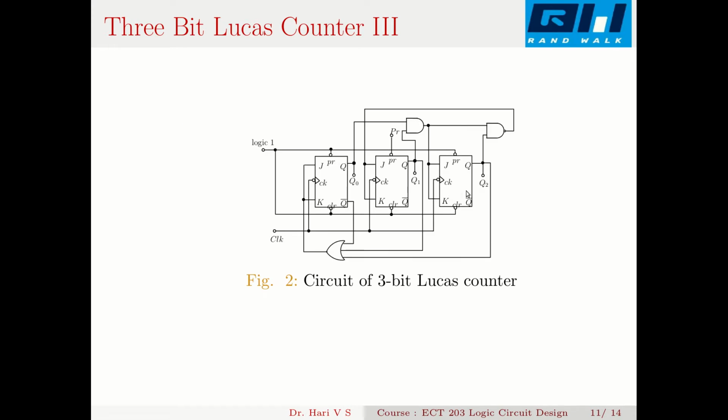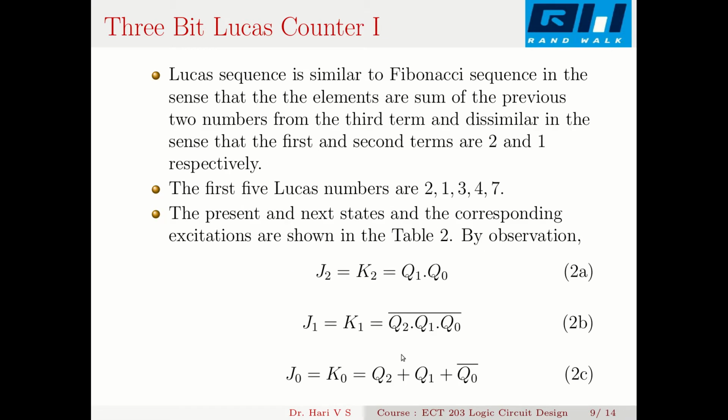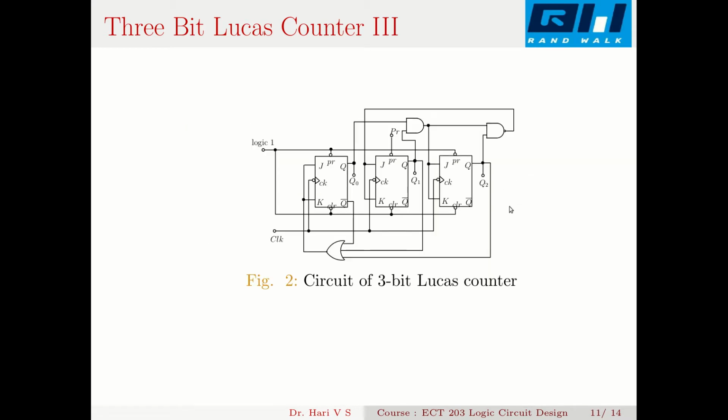I need 3 JK flip-flops. These flip-flops are clocked by a common clock. I assume that they are all trailing edge triggered flip-flops. I connect this clock in parallel here. Then I connect preset and clear to 1 so that normal operation is ensured. Then J0 K0 is Q2 or Q1 or Q0 bar. So this is ORed and applied to J0 and K0.